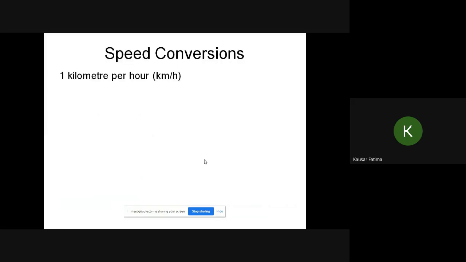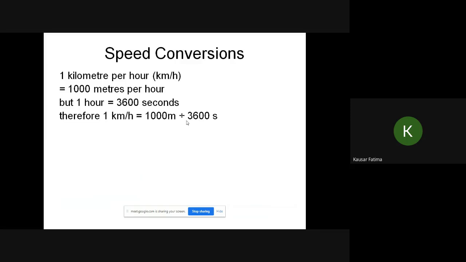There are some conversions of speed shown here. 1 kilometer per hour: how can we convert it into meters per second? You remember kilometer per hour is also a unit of speed. Distance is in kilometers and time is in hours. So 1000 meters are equal to 1 kilometer. Here 1 hour is 60 times 60, that is 3600 seconds, so the time is also converted into seconds. So 1 kilometer per hour is 1000 meters divided by 3600 seconds.